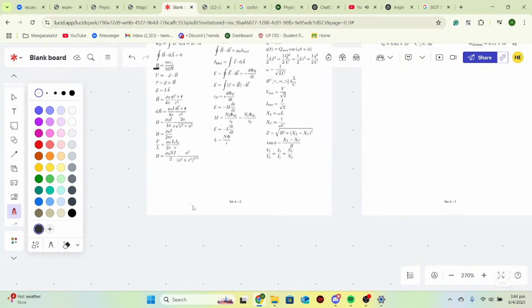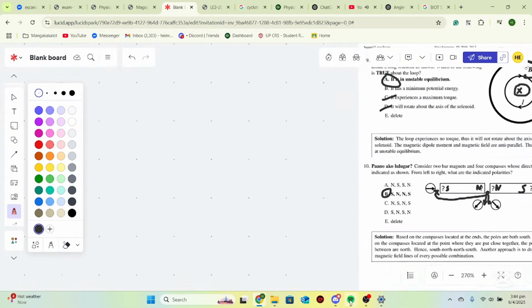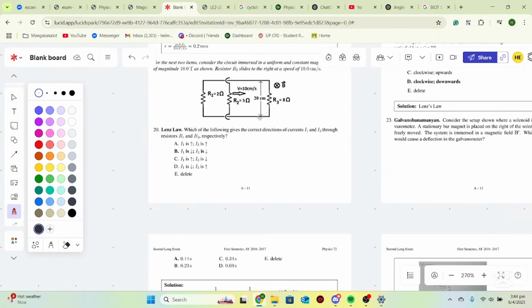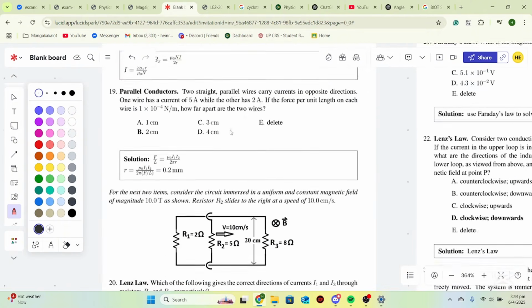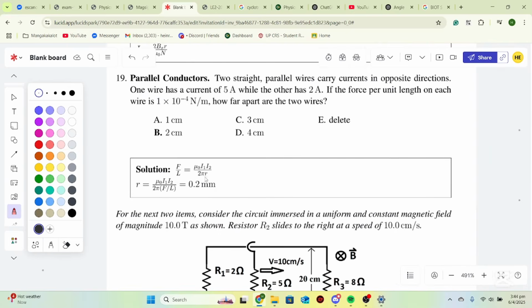So it is, what is it? Mu naught over 2 pi. So let's see on this one. Force per unit length is mu naught I1 I2 over 2 pi R. Rearranging it, R is equal to 0.2 mm.